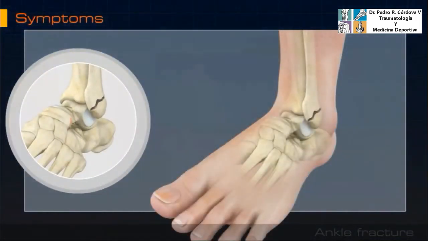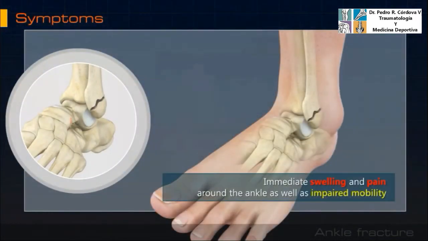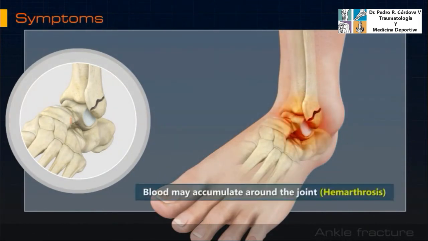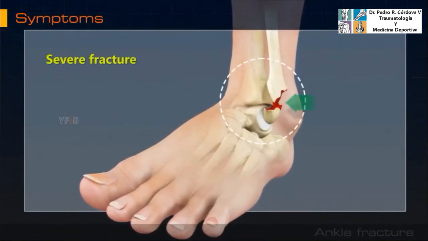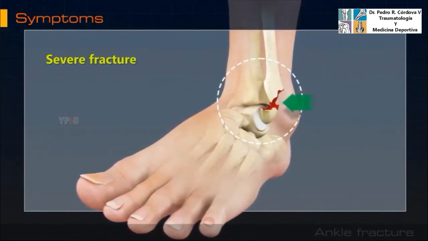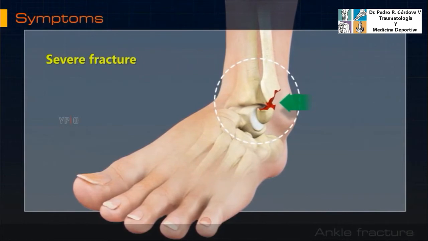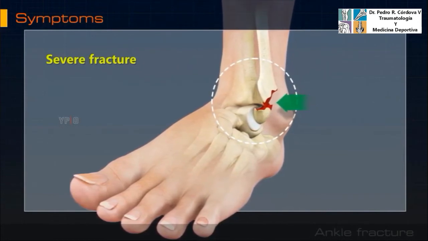Symptoms: with an ankle fracture, there is immediate swelling and pain around the ankle as well as impaired mobility. In some cases, blood may accumulate around the joint, a condition called hemarthrosis. In cases of severe fracture, deformity around the ankle joint is clearly visible, where bone may protrude through the skin.